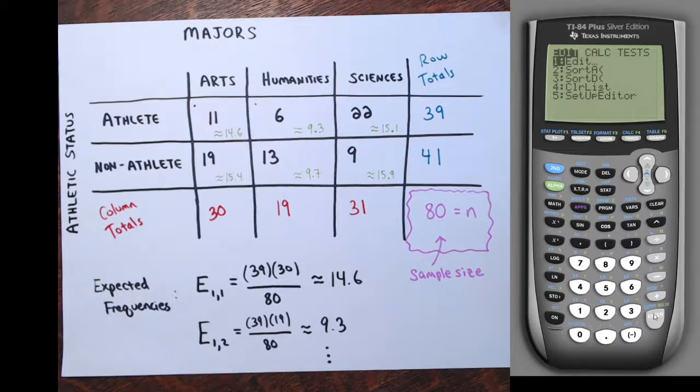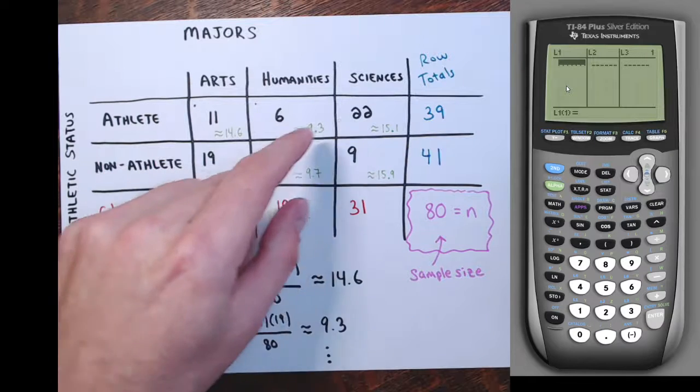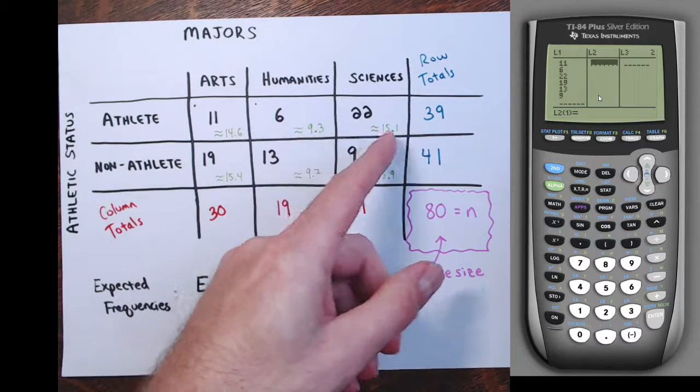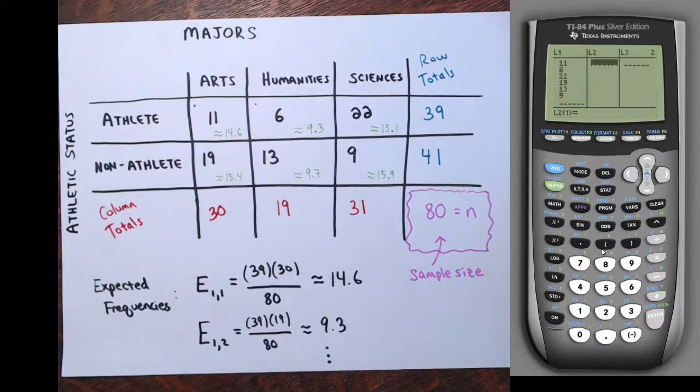Go stat, edit, and then down list L1, I'll put these observed counts. So again, I'm going 11, 6, 22 for the first row, and then 19, 13, and 9 for the second row. So I enter those observed counts down list L1, and then down list L2, I'll enter these expected values, rounded to one decimal place that they had for me in the last answer.